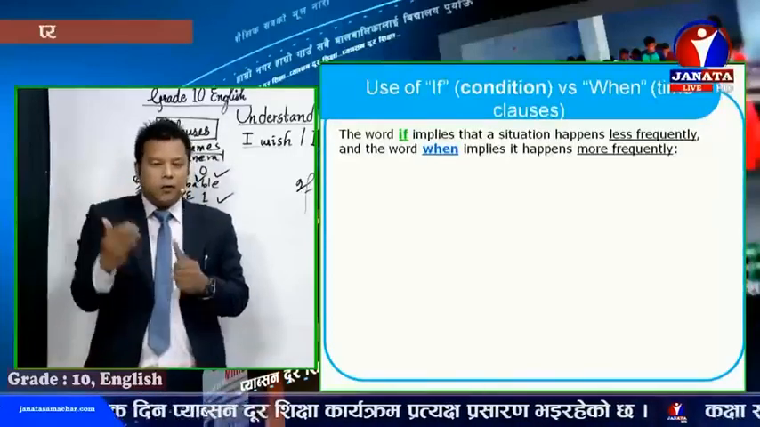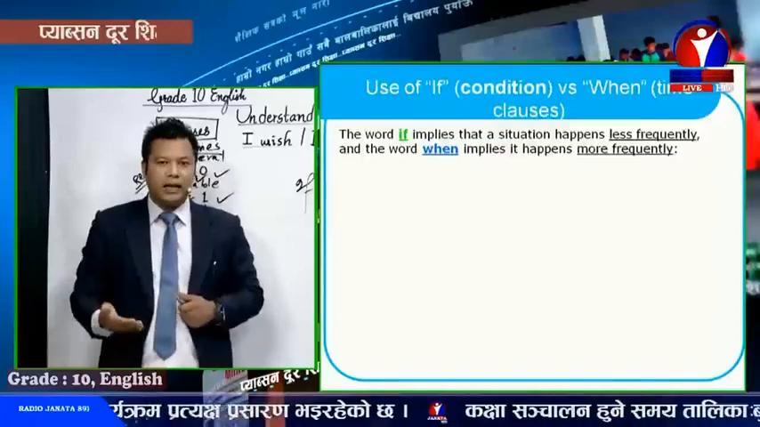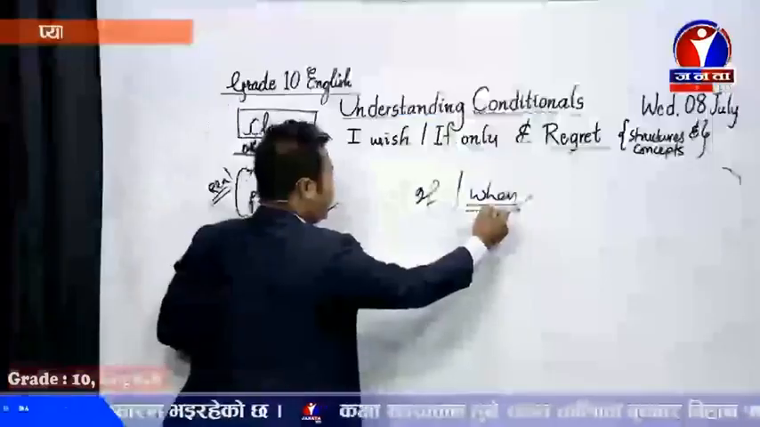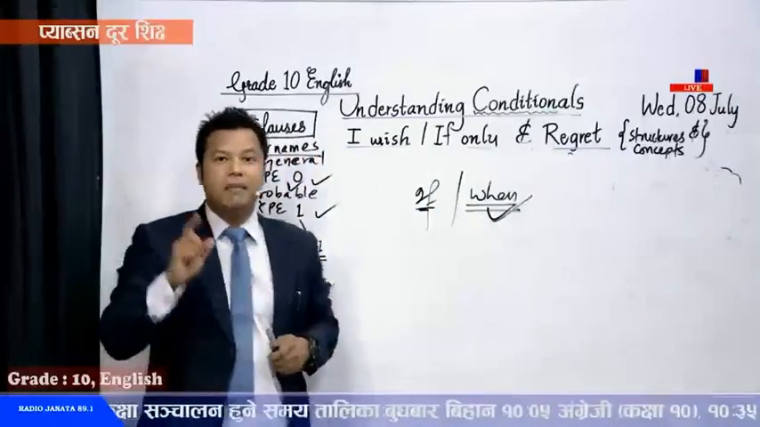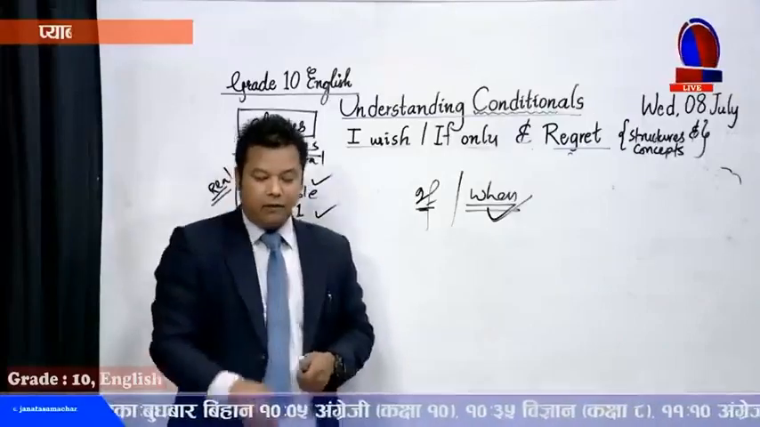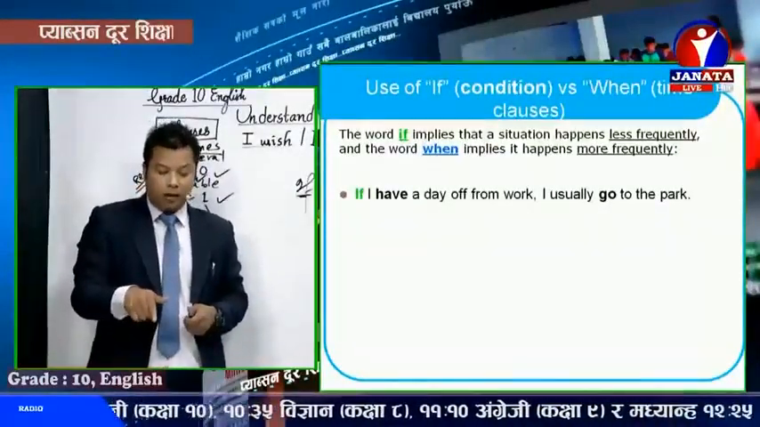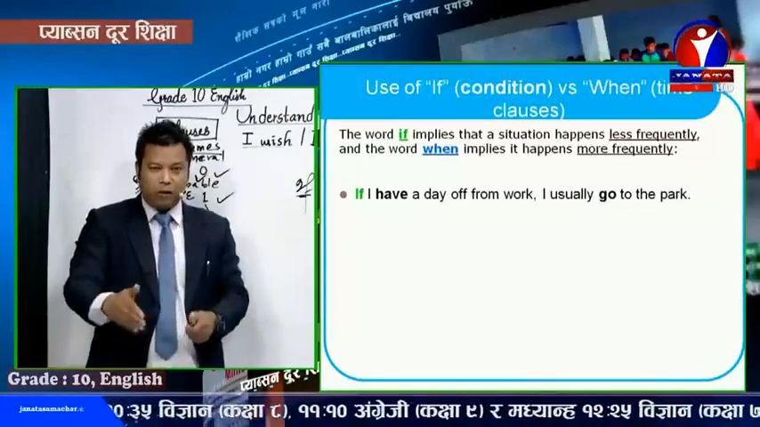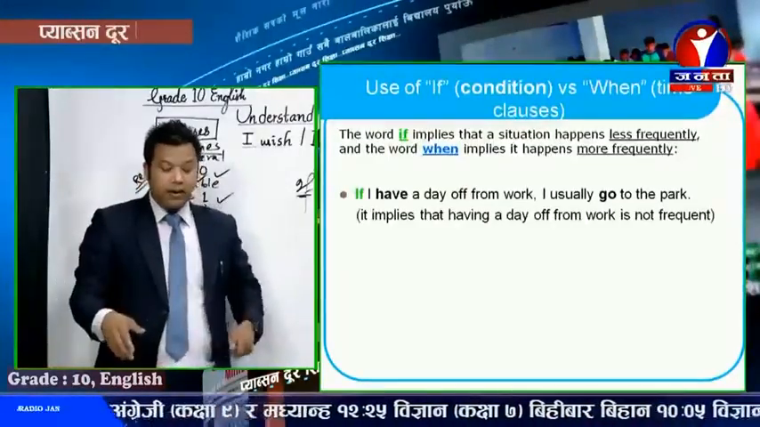So if you need to express the frequency of what you are explaining, you can simply substitute the word "when" for "if," and the syntax remains the same. Don't forget this. See the example here: "If I have a day off from work, I usually go to the park." It doesn't happen so frequently, so there are very few chances of me going to the park.